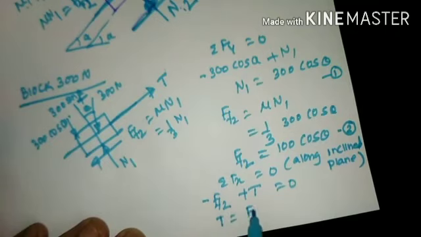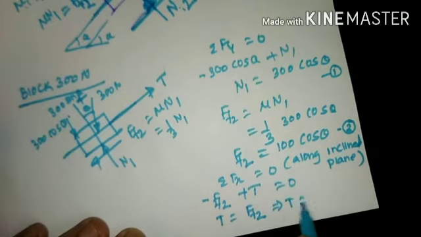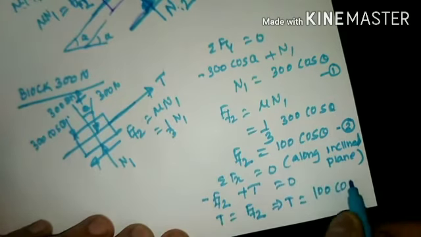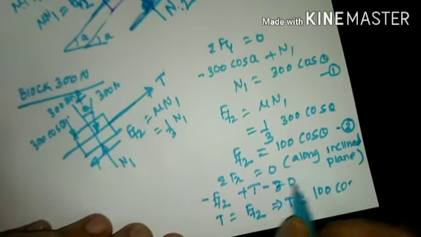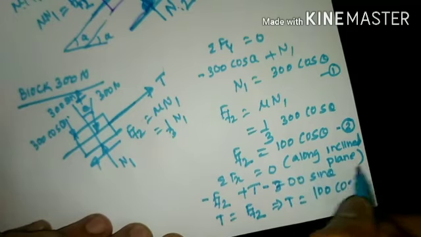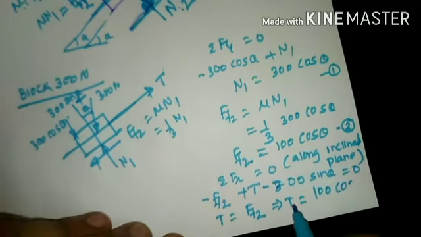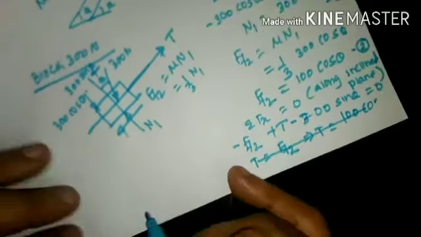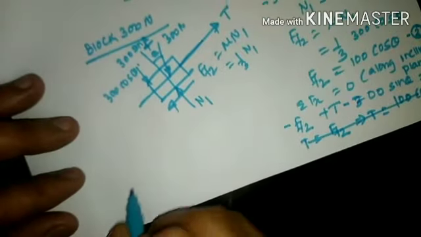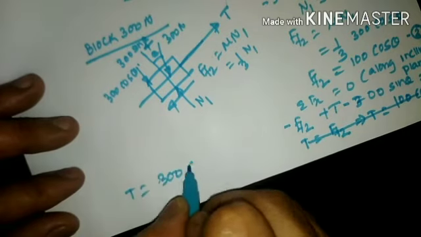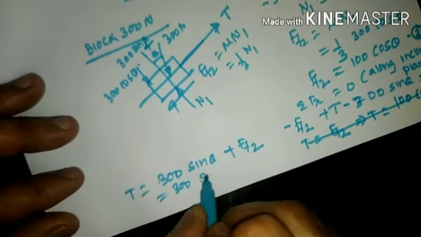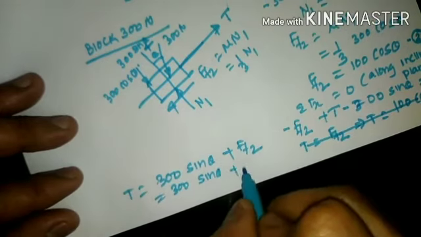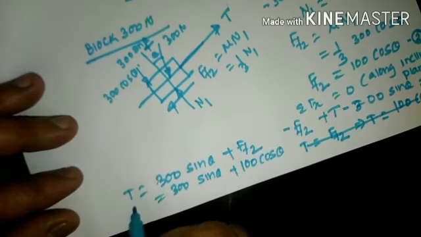So T is equal to F of F2. F of F2 value is already known. So substitute here. T will be equals to 100 cos of theta. Then this value 300 minus 300 sine of theta, that is equal to 0. So if I reframe this equation, I shall write it here. T will be equals to 300 sine of theta plus F of F2, which will be 300 sine of theta plus 100 cos of theta. This will be the value of T now.